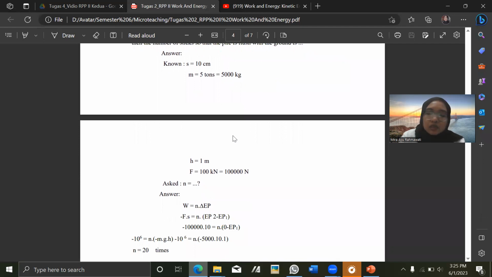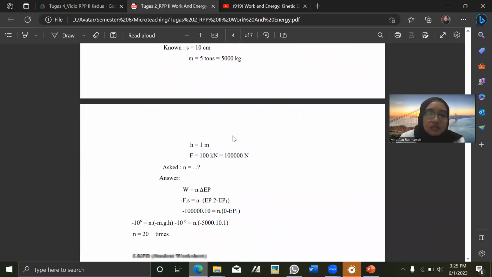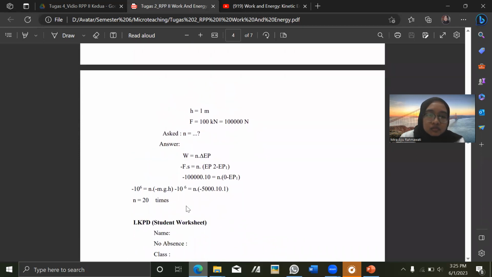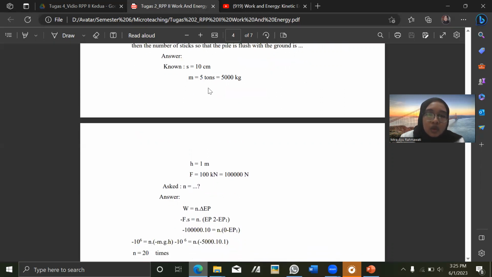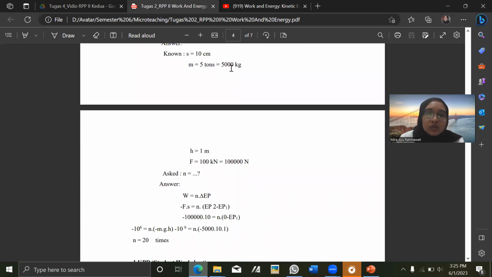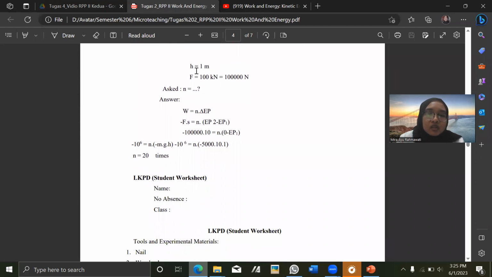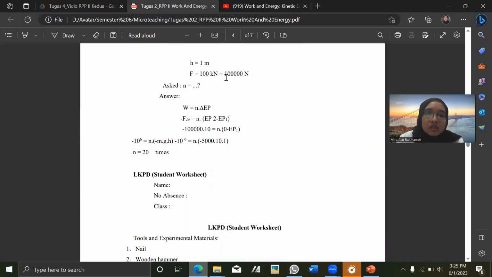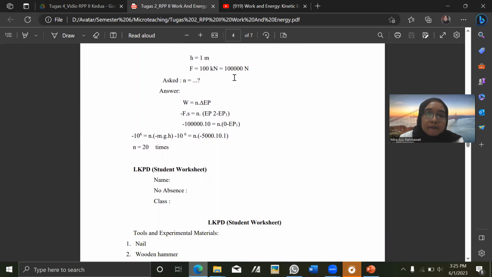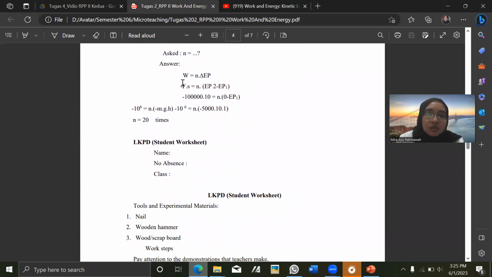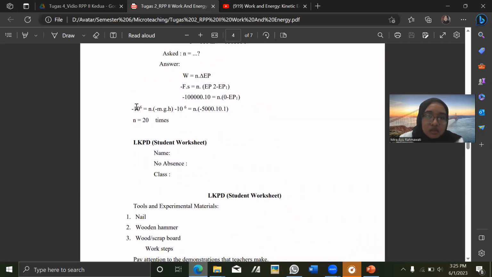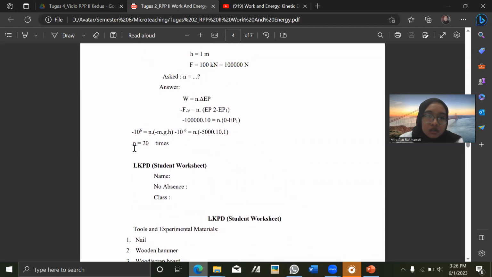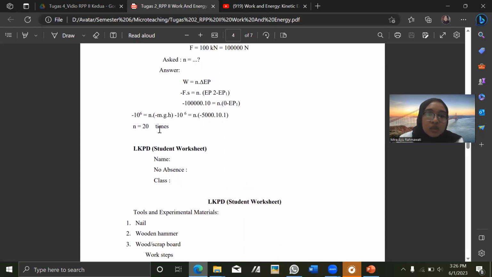Okay, the solution to the problem is like this. s is 10 centimeters, m is 5 tons, or 5,000 kilograms, h is 1 meter, and F is given. So the answer: W is N times potential energy. So N is the same as 20 times.